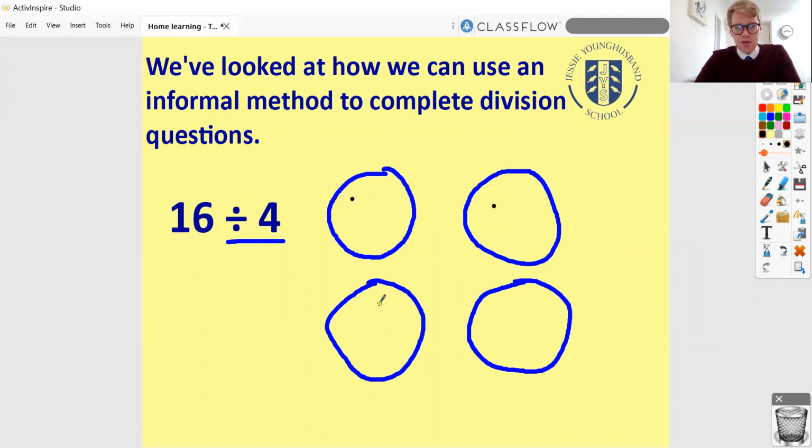1, 2, 3, 4, 5, 6, 7, 8, 9, 10, 11, 12, 13, 14, 15, 16. And now I can see how many are in each group. It's 4, isn't it? They've all got an equal share of 4.